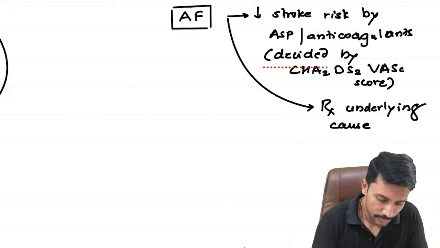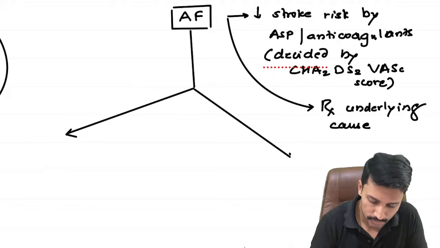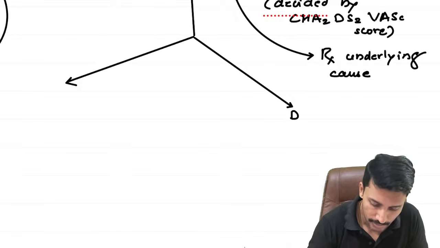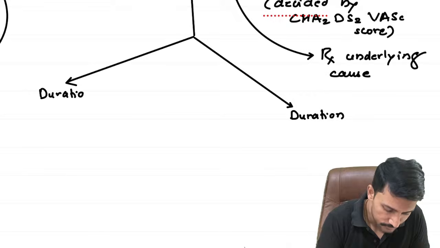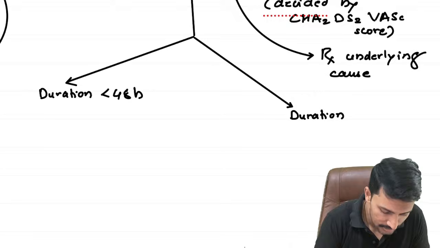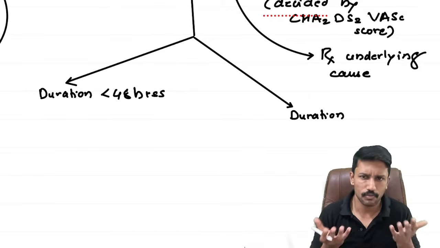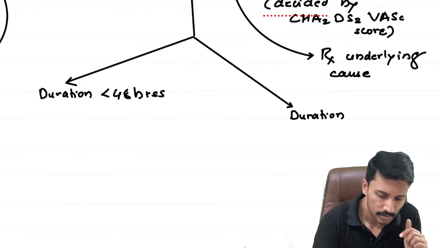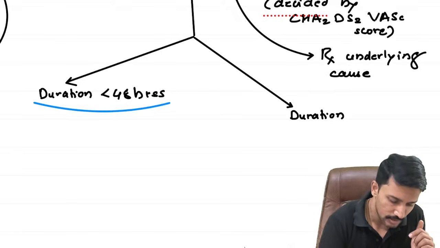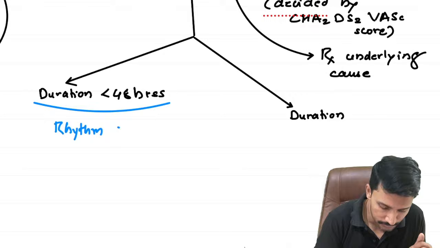Now coming to the management of the atrial fibrillation per se. The next thing I have to see is the duration of the atrial fibrillation. If the duration is less than 48 hours, then it is quite unlikely that there will be a clot sitting in the patient's left atrium. So what would be my strategy? Convert this to sinus rhythm, get rid of this atrial fibrillation. When I convert it to sinus rhythm, we call that strategy the rhythm correction strategy.